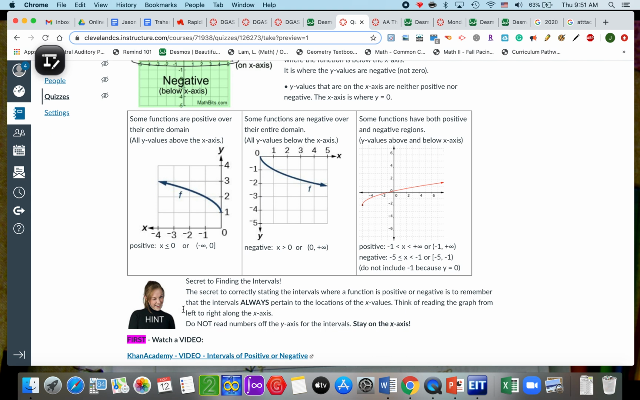All right, and here's a quick little hint. The secret to correctly stating the intervals where a function is positive or negative is to remember that the intervals always pertain to the location of your x values. Think of reading the graph from left to right along the x-axis. You're not going to read any numbers off of the y-axis to write down for your intervals, okay? Stay on the x-axis. You're just going to look at the graph to find what values of y are positive or what values of y are negative, and that's what you're going to be recording.